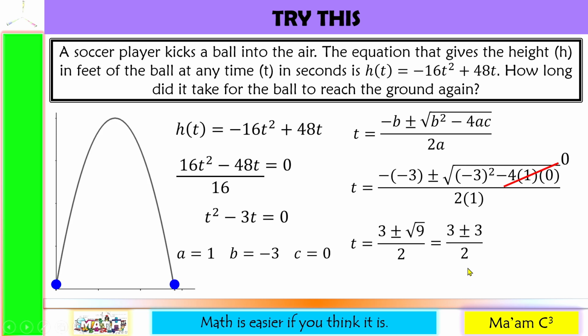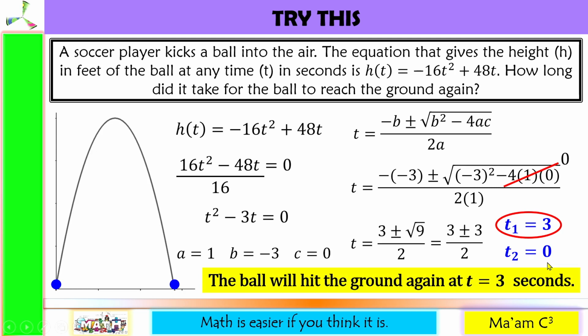Let's have the first value of t. 3 plus 3 is equal to 6, and 6 divided by 2 is equal to 3. 3 minus 3 is equal to 0, and 0 divided by 2 is still 0. Of course, it took some time before the ball reaches the ground again. Therefore, we're going to choose t is equal to 3. It took 3 seconds for the ball to hit the ground again.